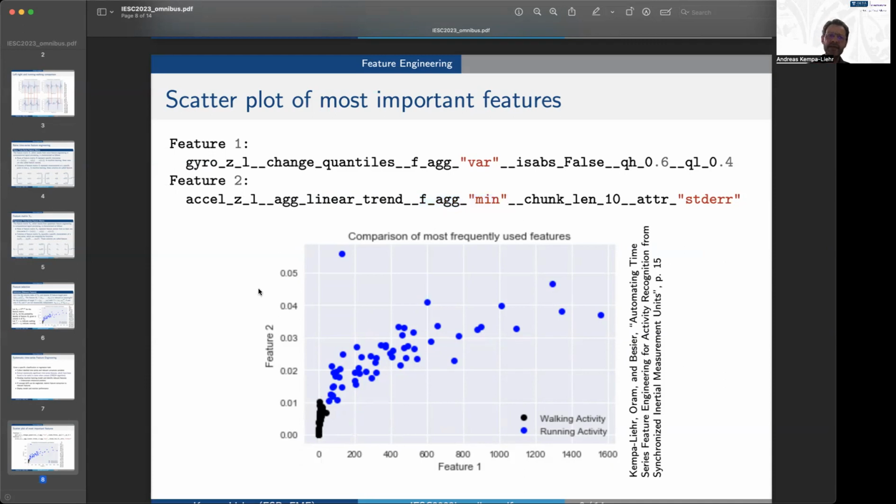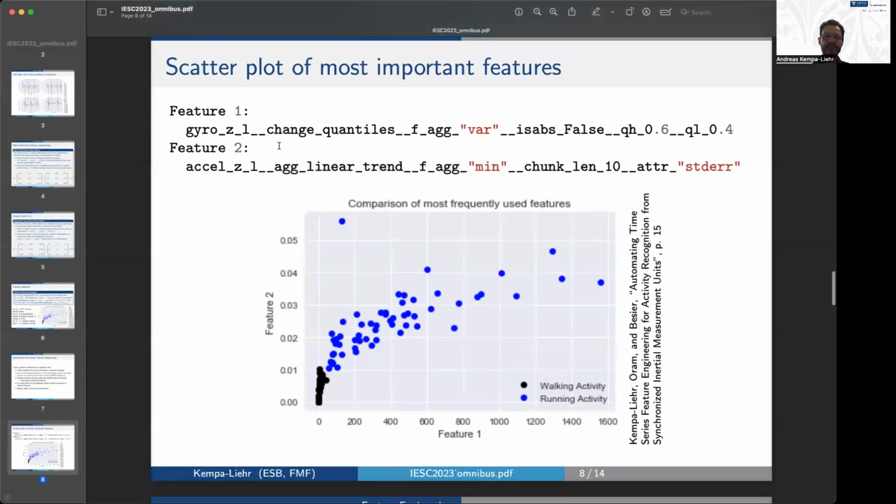Now, the key thing is these extensive feature names allow us to interpret the features themselves, right? So we can give a meaning to the features and can understand which property of the time series the algorithm has learned to distinguish running and walking. So this points towards explainable machine learning.